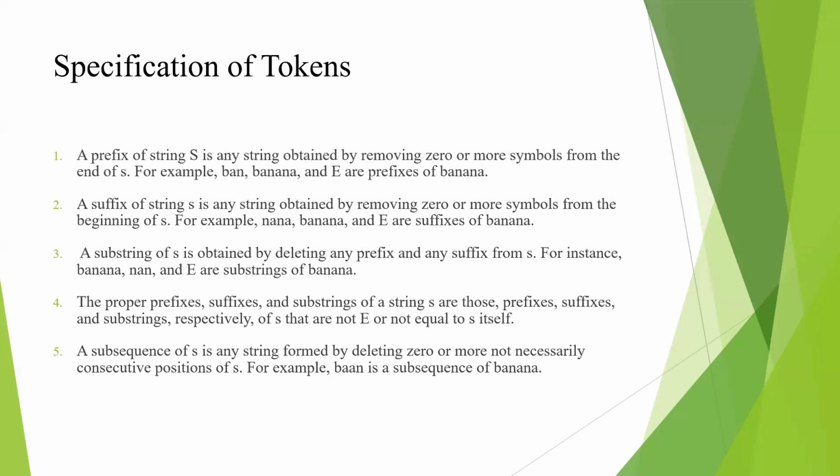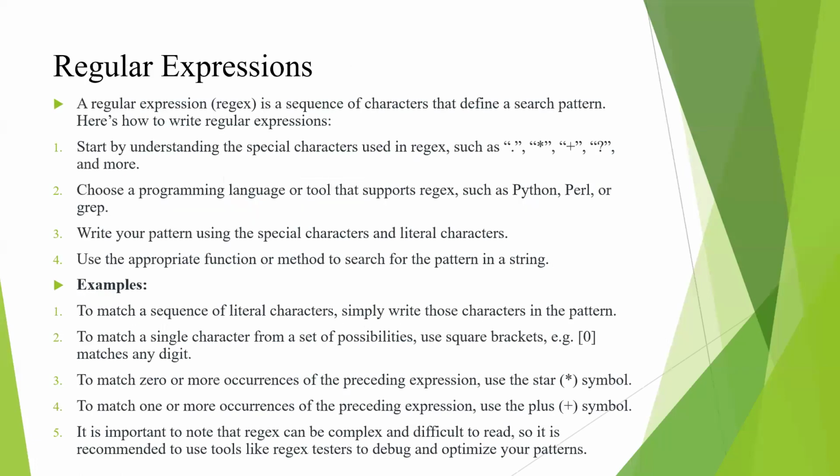A subsequence of a particular string is any string that can be formed by deleting zero or more positions of that string. So here again, if we consider the example of banana, then a subsequence can be considered as BAAN. So these are the different specifications that can be used for the tokens.